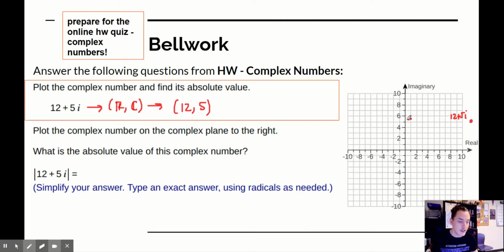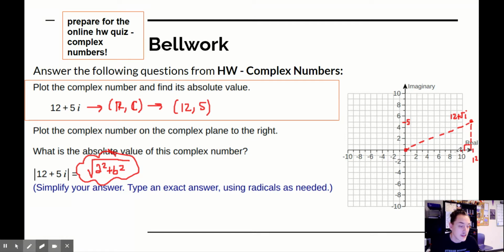Because this right here is 5, and 12 is right here. Awesome. So now what is this formula? This formula right here for the absolute value is the square root of a squared plus b squared. It is literally the Pythagorean theorem. So what you're trying to do, guys, is find the distance between the origin and this point right here. And so you literally just do the Pythagorean theorem.